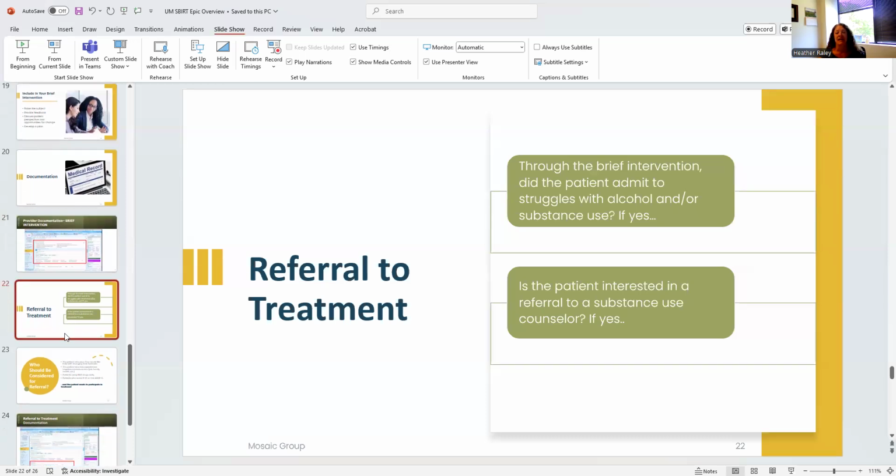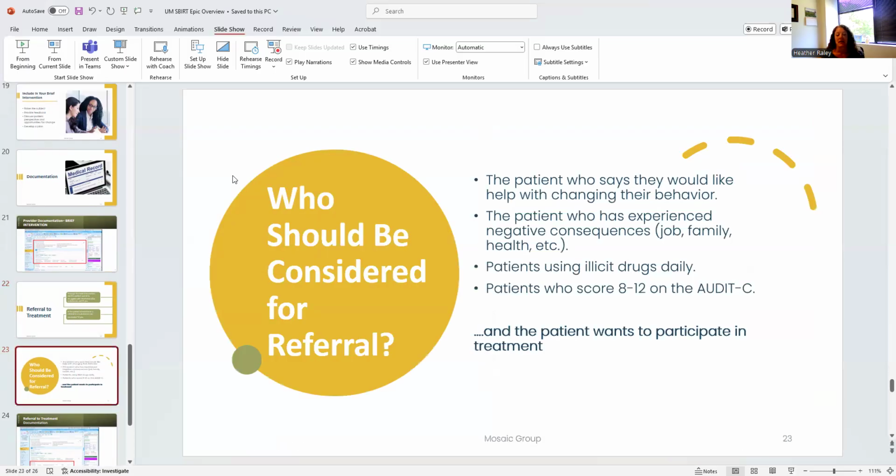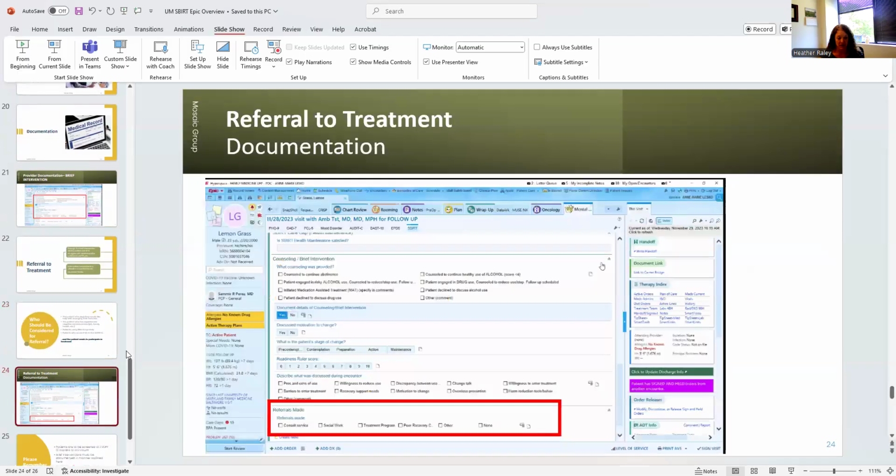If your patient admits to struggles with alcohol or substance use, and/or if they're interested in a referral to a substance use counselor, we don't want to make these referrals to patients who say they're not interested, right? We see that a lot happen as well. You make the referral for substance use evaluation or to a care coordinator if the patient is interested in that. Individuals to be considered for a referral are patients who are saying that they would like to change their behavior, those that have experienced negative consequences as a result of alcohol or substance use through using illicit drugs daily, or they scored an 8 to 12 on the AUDIT-C, and they want to participate in treatment.